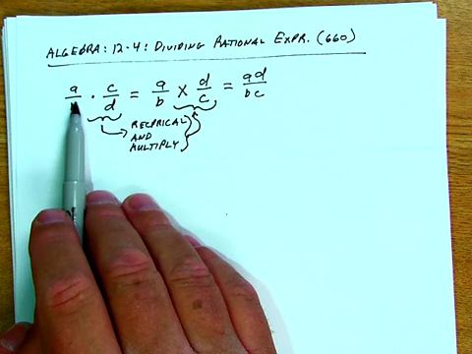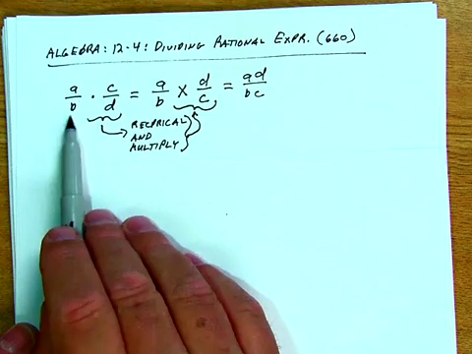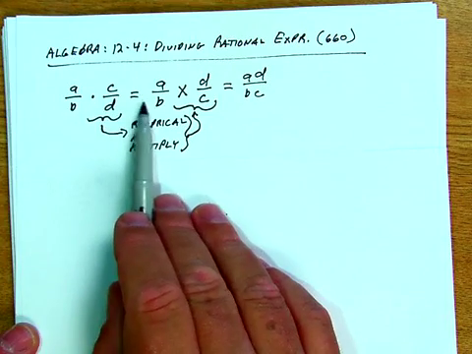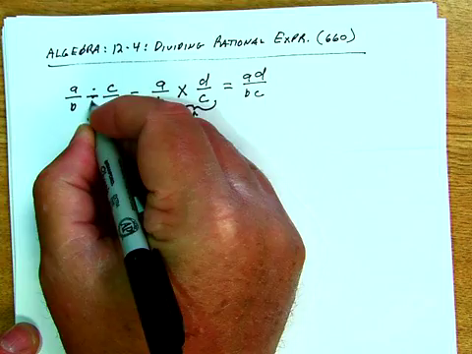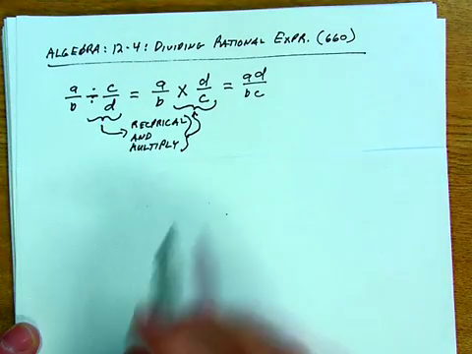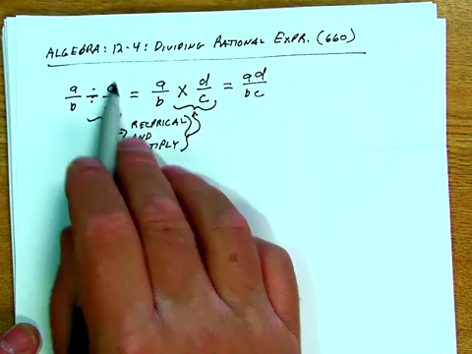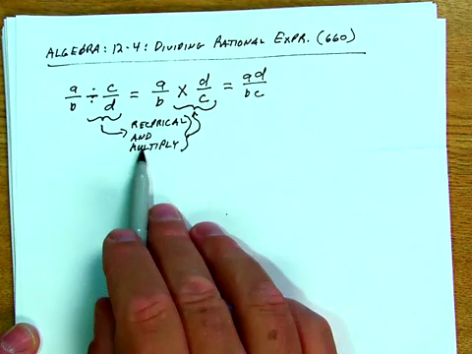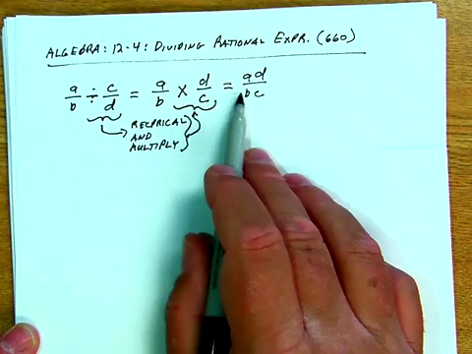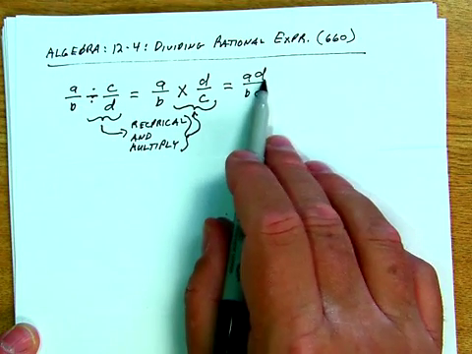So, just like in third grade we learned how to multiply fractions, you got a over b divided by c over d. You change the division sign to multiplication, and you reciprocal the second number. So c over d becomes d over c. So reciprocal and multiply. And so a over b divided by c over d equals a times d over b times c.